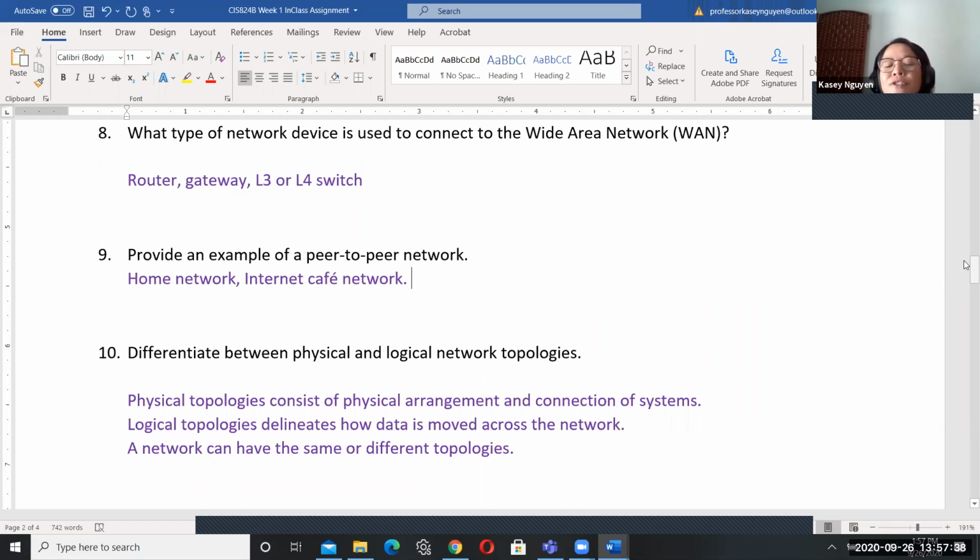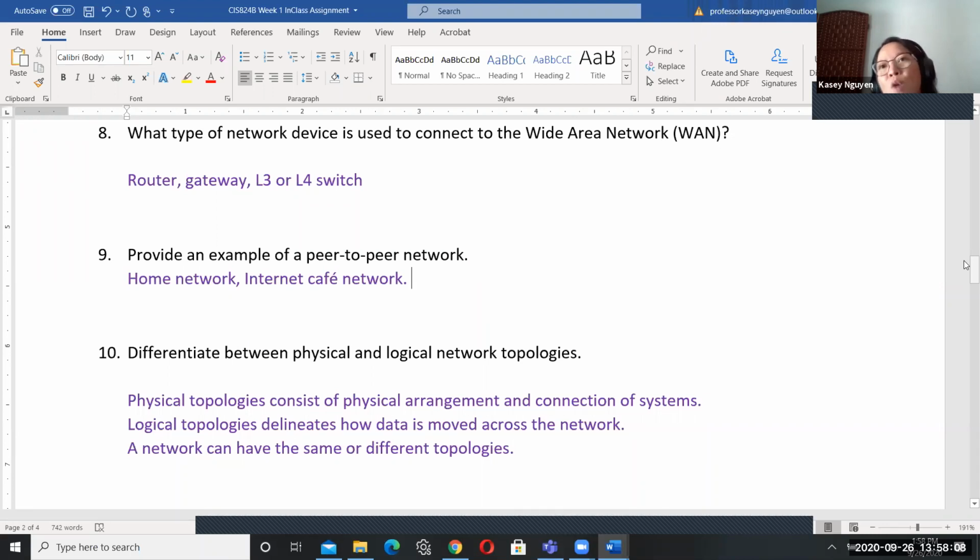Okay? So a lot of the time you see that the physical and the logical are parallel to represent departments, right, for their functionality, or different sub-networks within that organization, okay? They can have the same or different topologies.